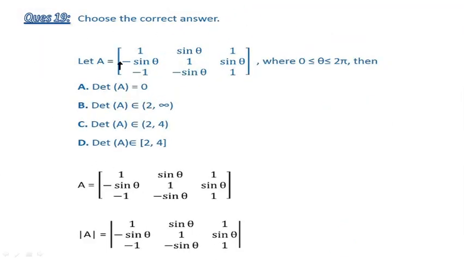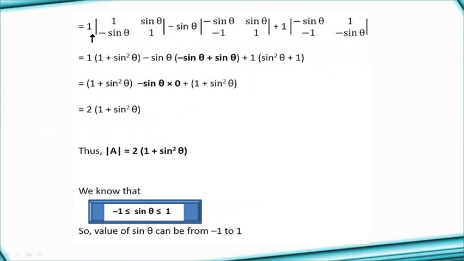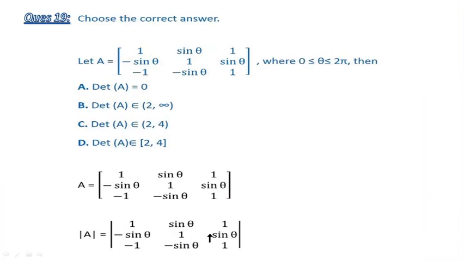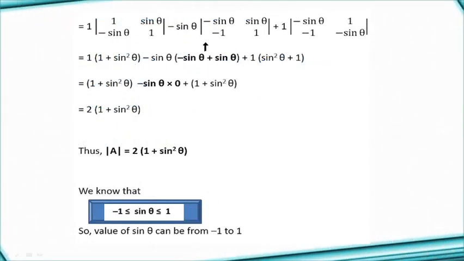Question number 19, choose the correct answer. Matrix A is given and we have to find first of all determinant of A and then we have to check which one is the correct option. So determinant A we will calculate. We will expand along any row or column. Here we have expanded along first row. So we'll expand and this is the answer.